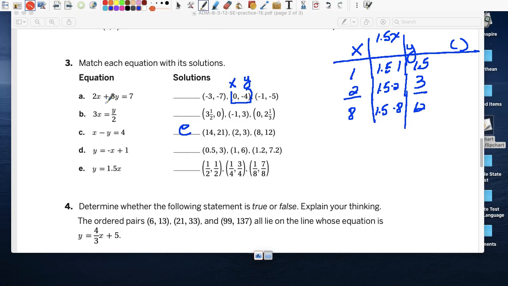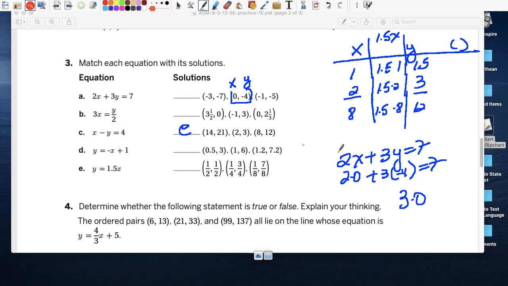So for example, on the first one, 2x plus 3y equals 7. If I replace x with 0, and then I replace the y with negative 4, you can clearly tell that that's not going to equal 7. So A is out. B, if I replace x with 0, 3 times 0 equals, and the y is negative 4 over 2, you can clearly tell that that doesn't work. So 0, negative 4 didn't work for equation A, didn't work for equation B.